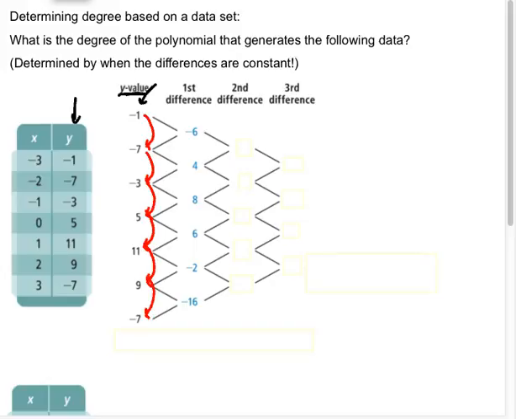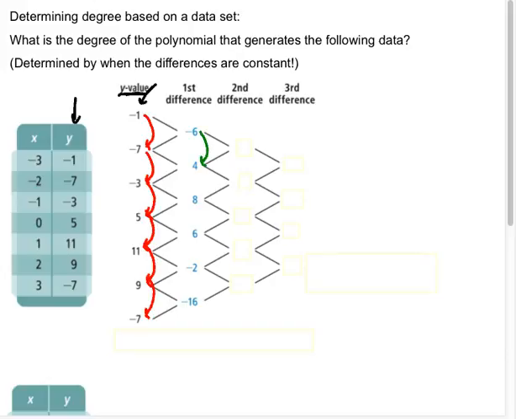So you want to find all those differences. What are you doing to go from y value to y value? Now notice these are not all the same. So the first difference is not all the same, which means we have to do this process again. We're going to do the same thing between the differences now. So we're going to find the differences of the differences.